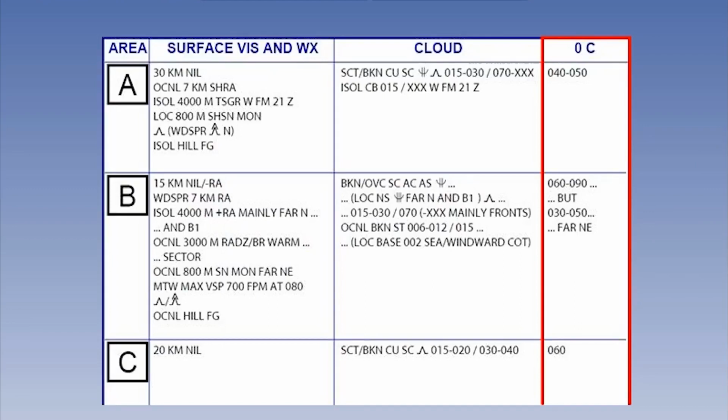The last column of information in the chart relates to the freezing level. This information is relatively easy to decode and is given in hundreds of feet above sea level. For example, in Area A, the freezing level is forecast to be between 4,000 and 5,000 feet. In Area B, though, the freezing level will be between 6,000 and 9,000 feet, but as low as 3,000 to 5,000 feet to the far northeast of the area.